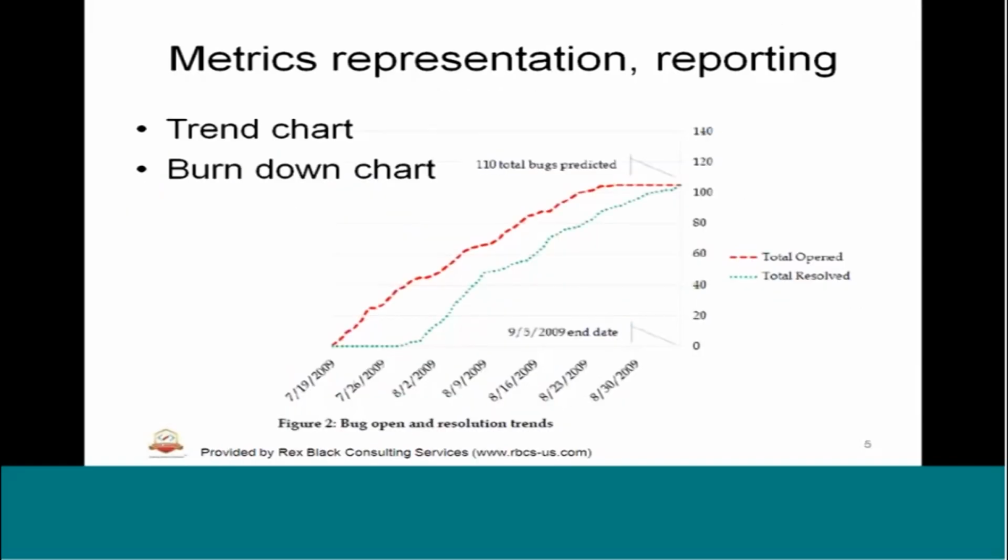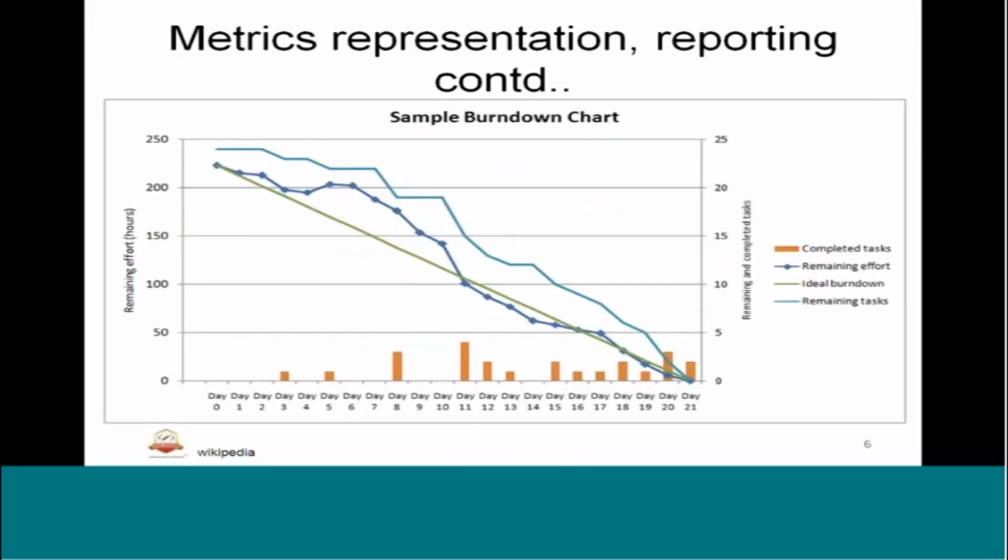Okay, so this is a trend chart, the first one. The next one being the burn down chart. That means this basically talks about the burn down of the program, how I am going to meet a given deadline. You can see an example here.